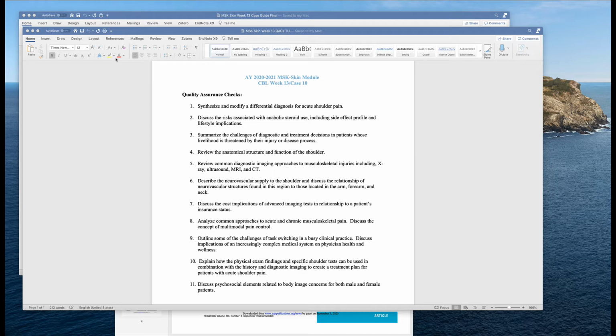We also have built in a little bit of the medical error and task switching challenges that occur during a busy clinic, so they should think about that as well.